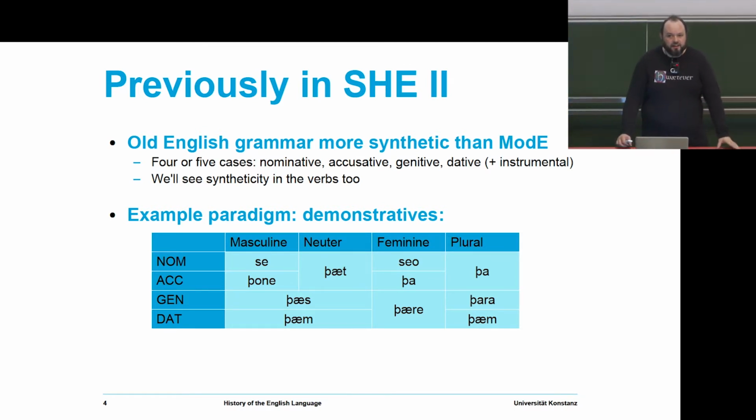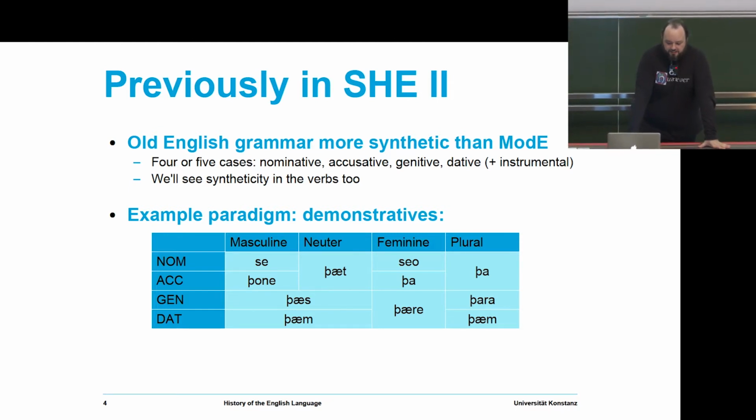We've seen four cases, just like in present-day German, also in Latin: nominative, accusative, genitive, and dative. We also see relics of an instrumental case. And we'll also see synthetic properties in the verbs as well. In general, there are more distinct verb endings in Old English. There is more of a verbal morphological system than there is in the modern English period.